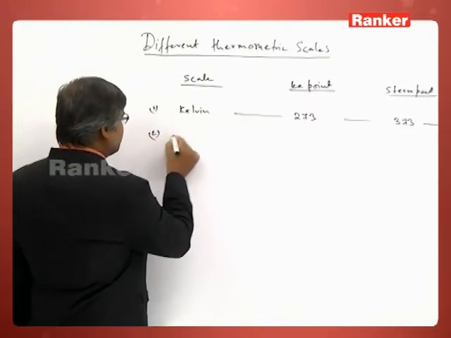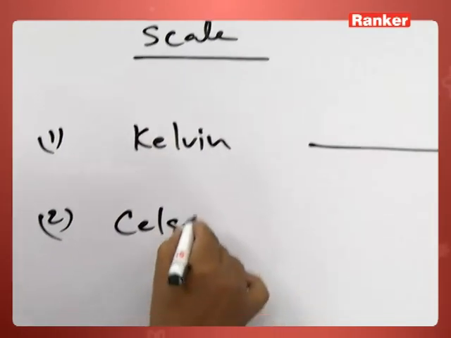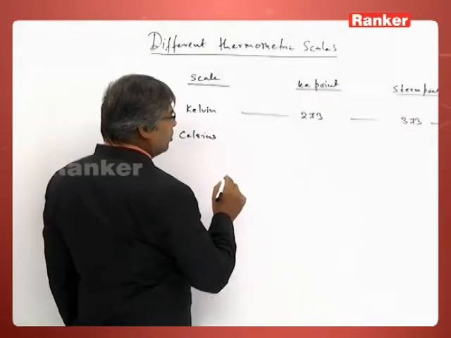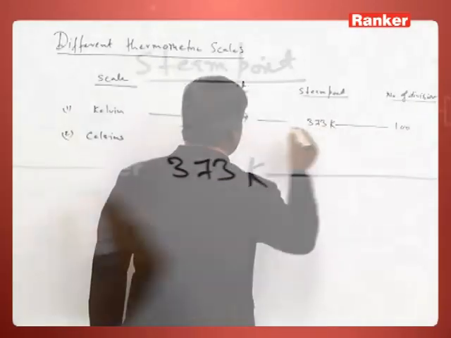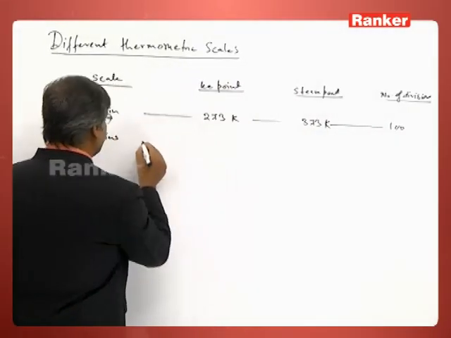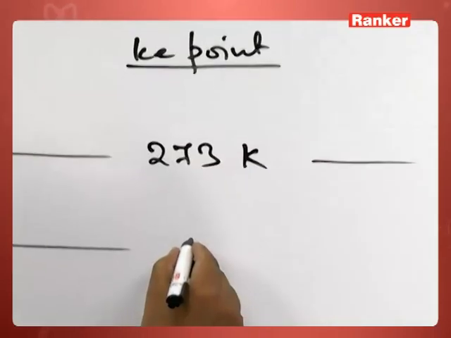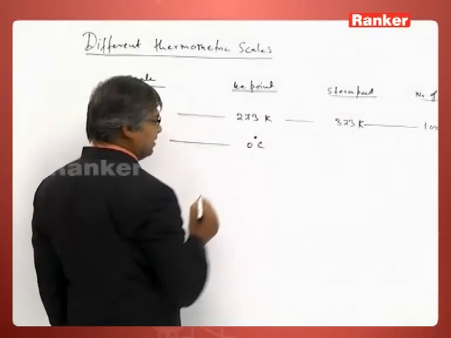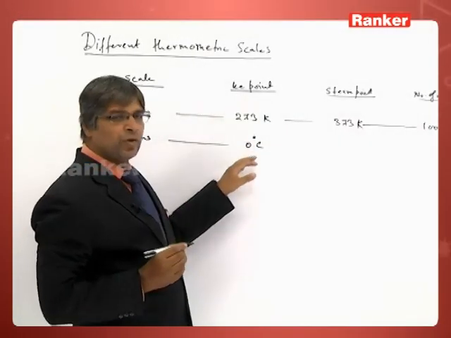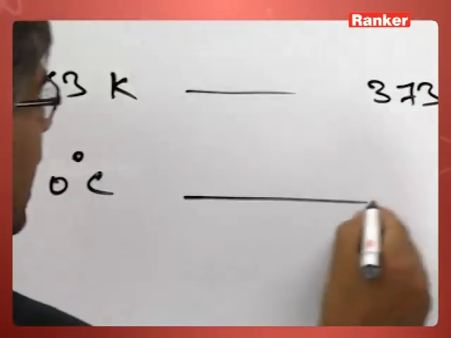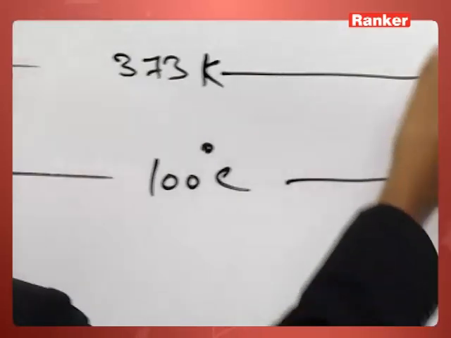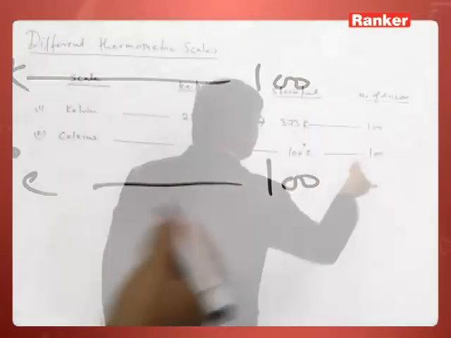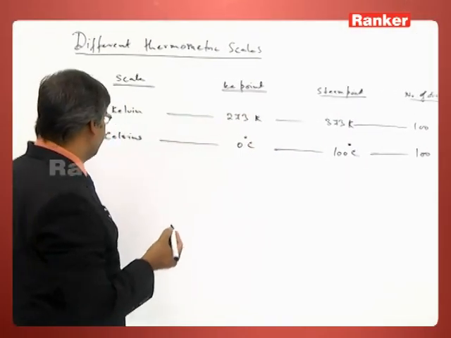Next, second, Celsius scale. It is reported in terms of Kelvin. We don't write degree Kelvin. For Celsius scale, we say the ice point is 0 degree centigrade and the boiling point of water is 100 degree Celsius or centigrade, and again it is divided into 100 number of divisions.